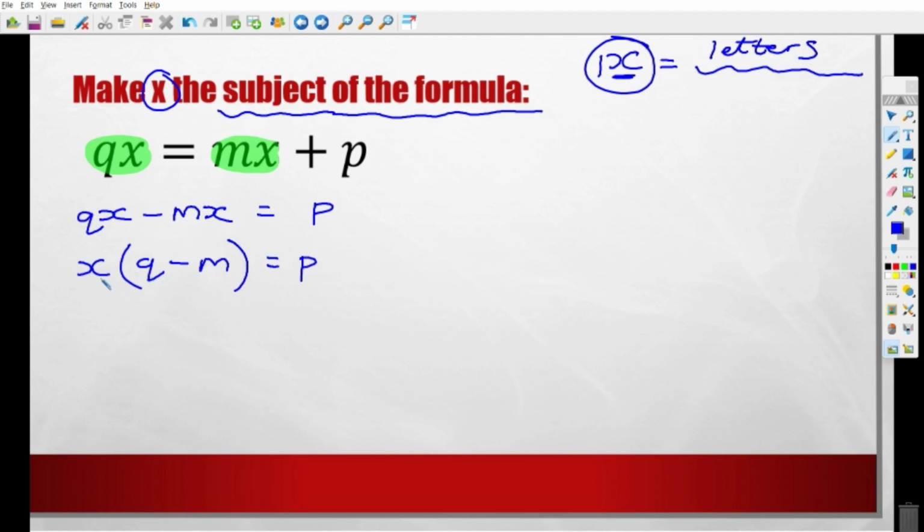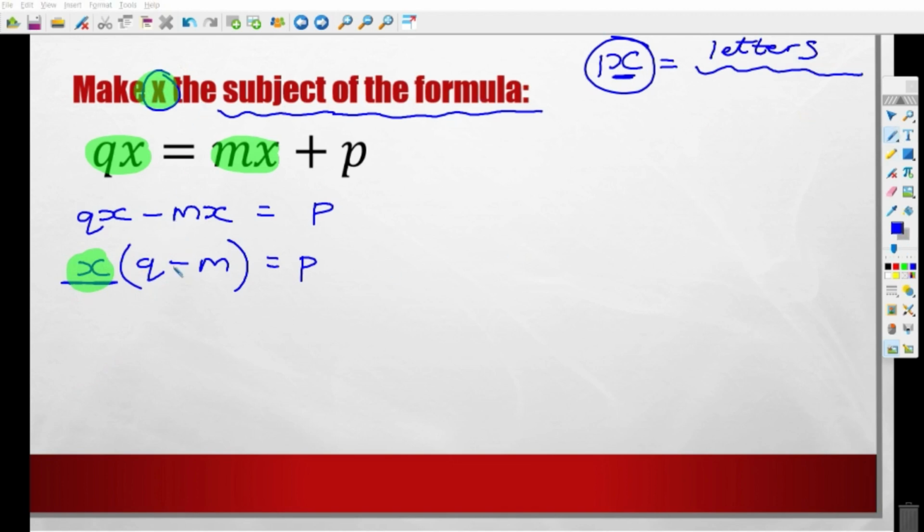I'm getting close. I'm getting quite close now. Now I've got x by itself. There's only one x there. There's not another x somewhere. Can you guys see another x anywhere? No. There's only one x there. I'm getting very close, because I'm trying to make x the subject of the formula.